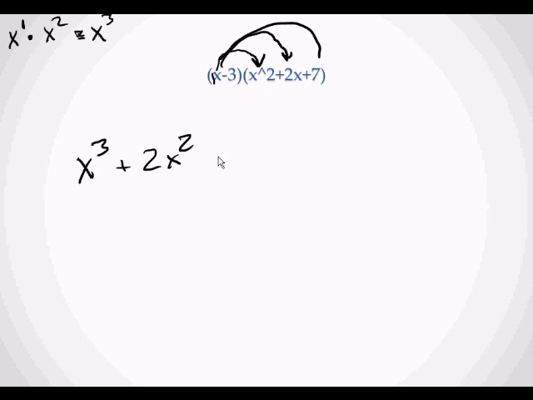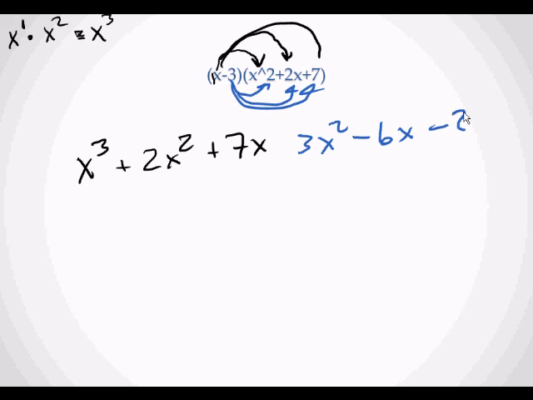X times 2x. There's a 1 in front of the x, so 1 times 2 is a positive 2. X times x is x squared. X times 7 is 7x. Next, we're going to multiply the negative 3 times x squared, and I get a negative 3x squared. Negative 3 times 2 is a negative 6x, and negative 3 times 7 is a negative 21.